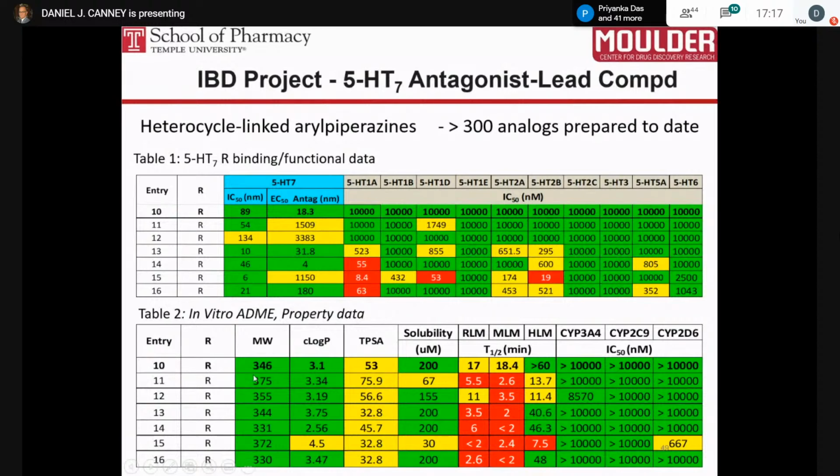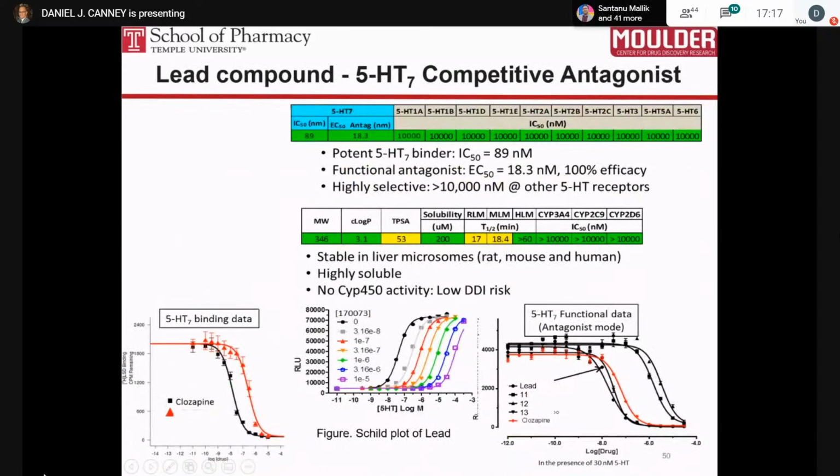If we look here, compound 10 had a half-life in mouse liver microsomes of about 18 minutes, which suggested that it would have a reasonable half-life in mice. And then it was not active in the CYP. It did not inhibit CYP enzymes, which again is a positive finding. So we went ahead and used that as our lead compound.